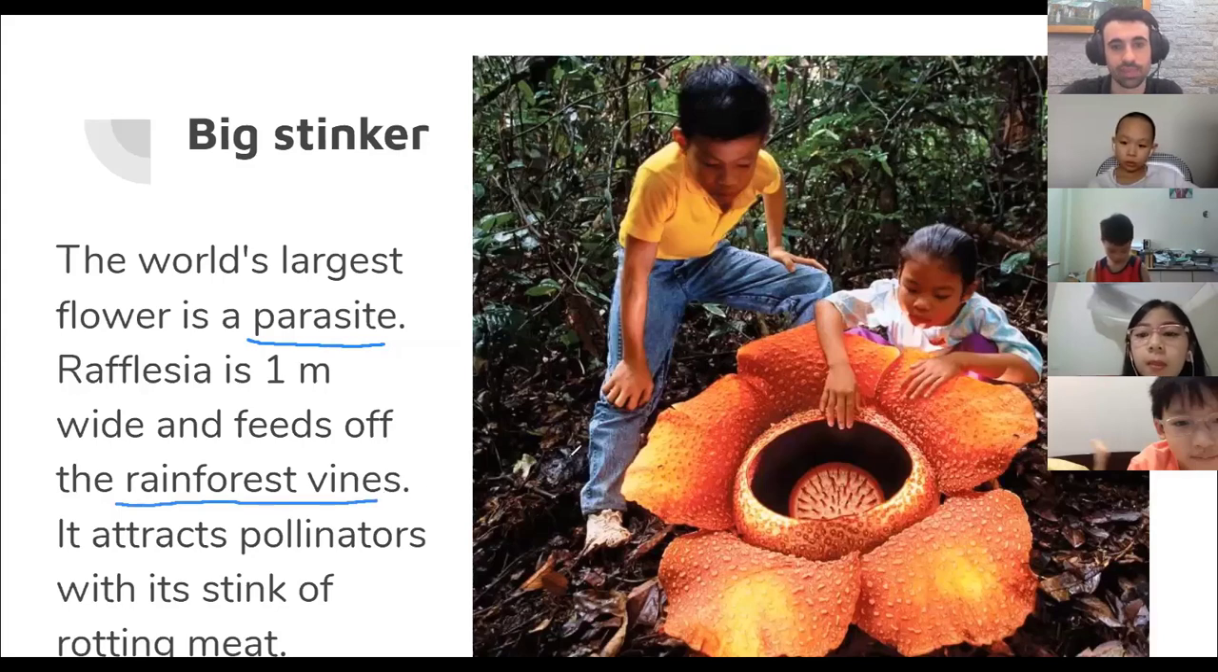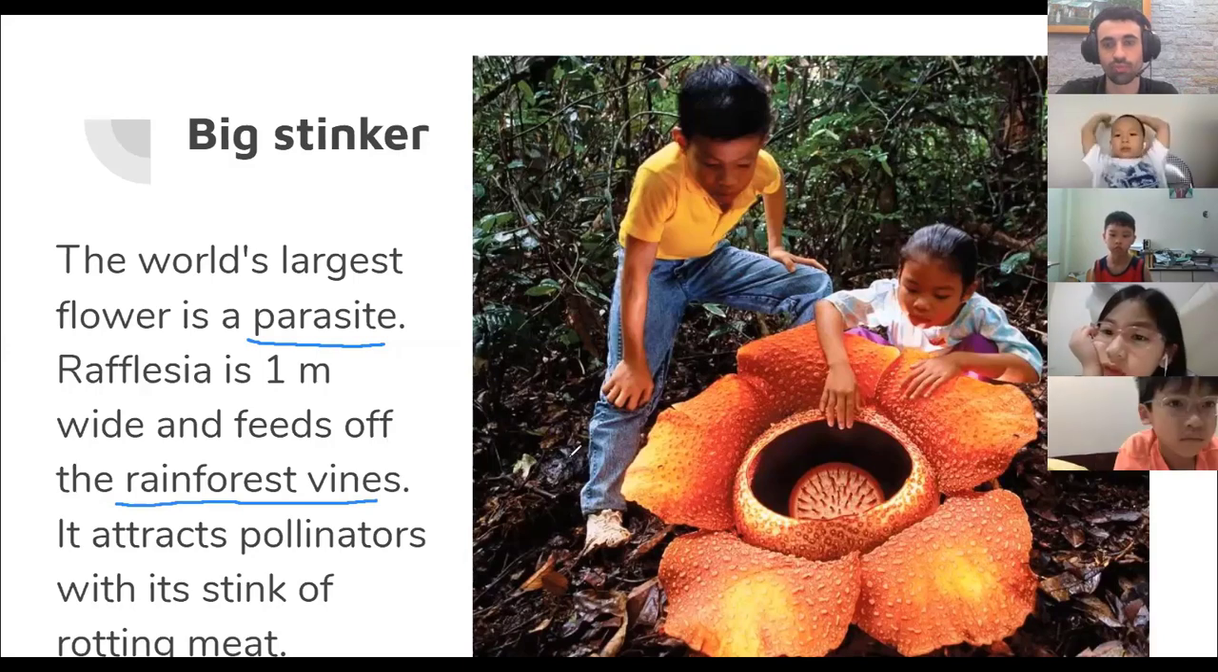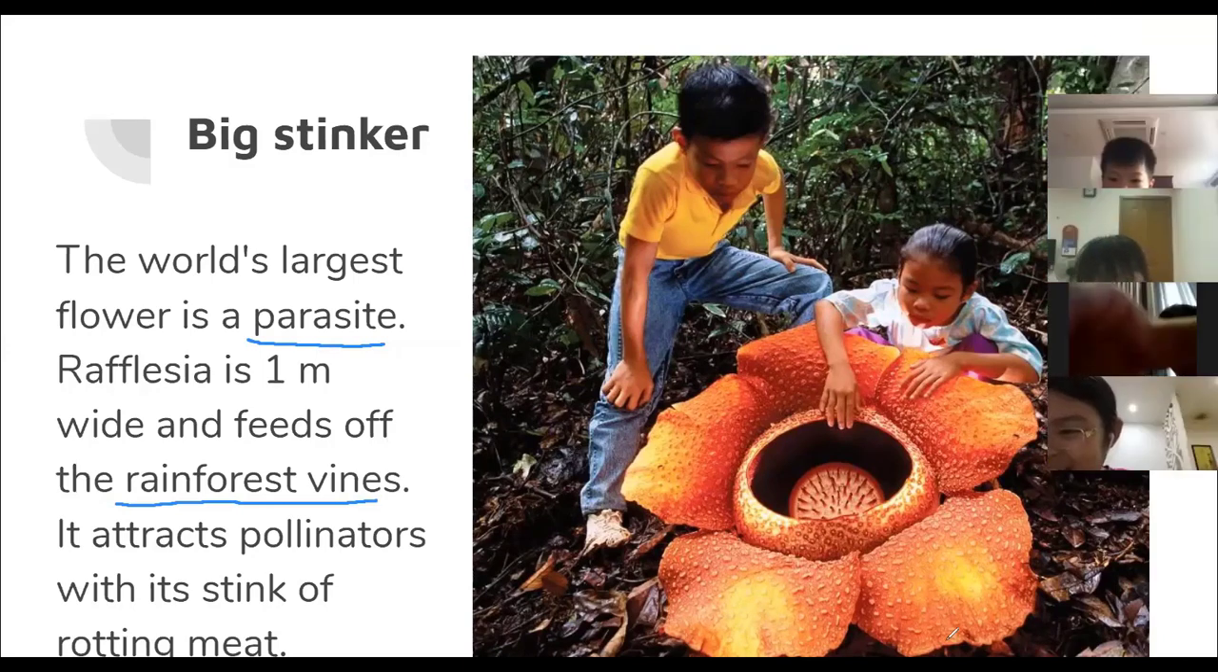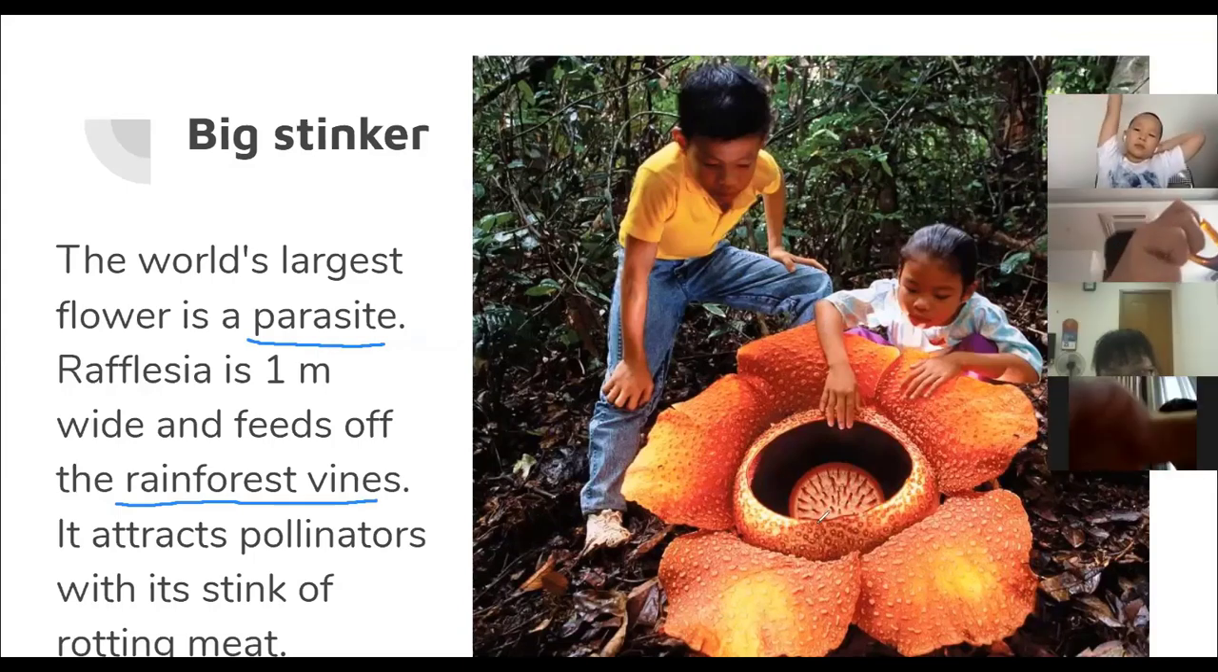Okay. So this flower has no roots. It has no body. It just steals stuff from rainforest vines and is a parasite. And what is this parasite trying to do? What is its main goal? What is the point of having a huge flower? Jenna, why does this parasite have such a big flower? What's this big flower trying to do?